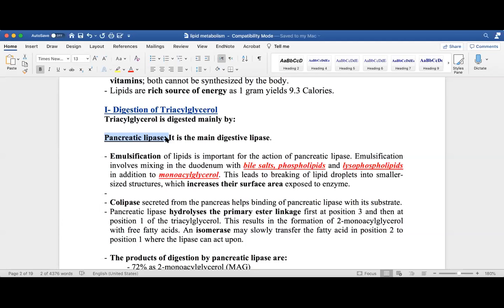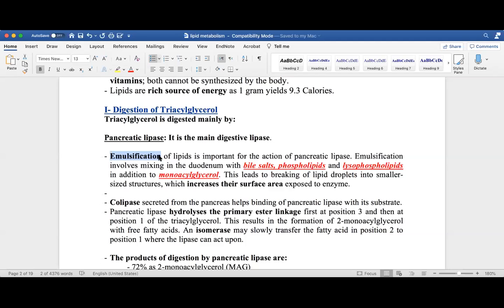In order for lipase to work, we must have emulsification. What is emulsification? To make lipid water soluble. How can we make lipid water soluble? Again, if you make an experiment in your house, get some oil in a glass cup and put this oil. Oil is not soluble in water, okay?